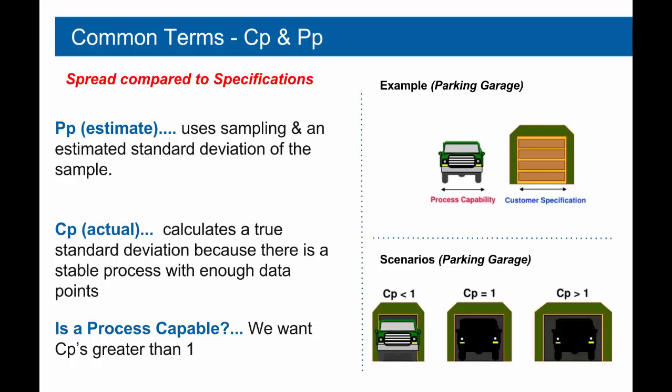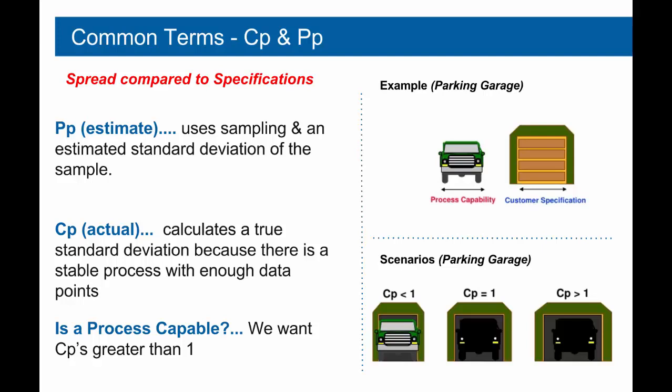At the end of the day, we're trying to understand and trying to ask the question of, are our processes capable? So we want scenarios where our CP numbers are greater than 1. These numbers are automatically generated out of the Minitab software, but it's important you know what to look for.